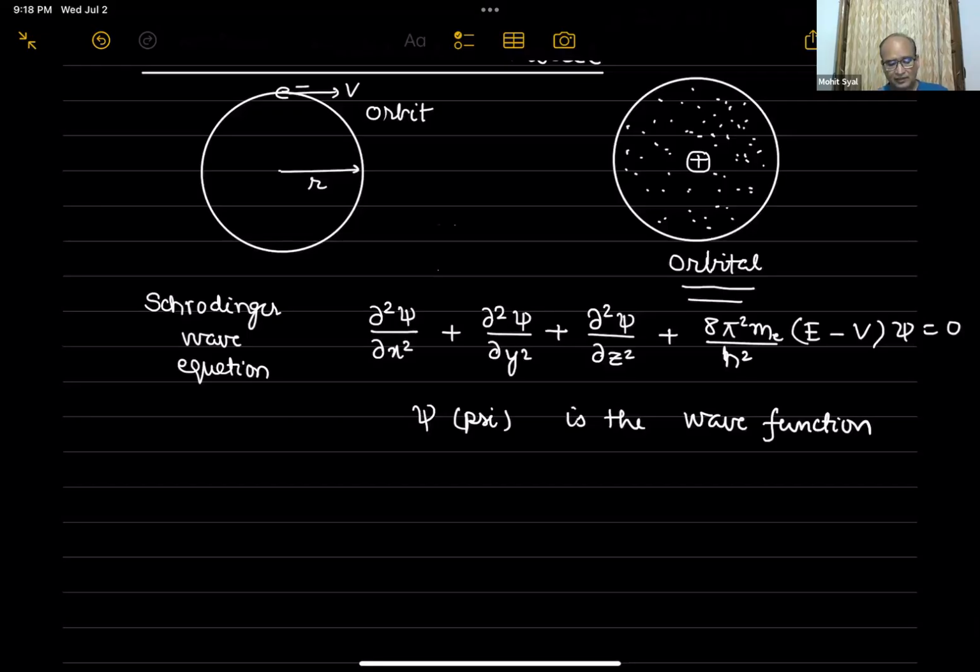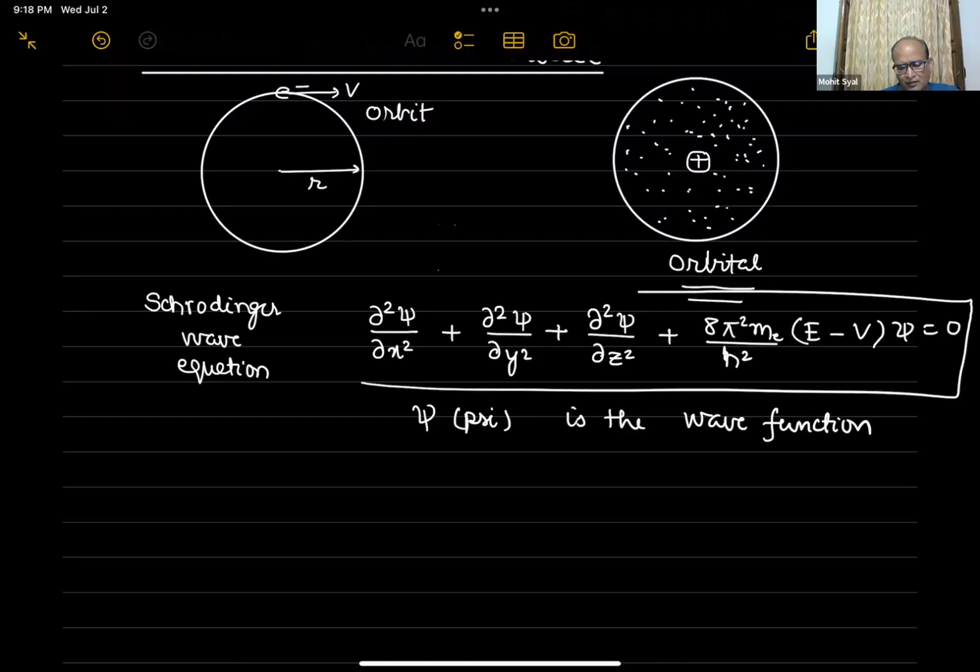Yeah, wave function. This is the double differential. Like dx by dt gives the velocity along the x-axis, d2x by dt square gives the acceleration. So this is just like the double differential of the wave function along x, plus double differential along y, plus double differential along z. This is just for your viewing purpose only. No need to worry about it. Okay.